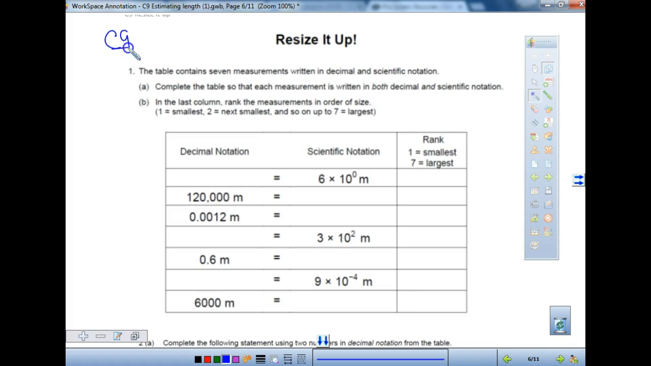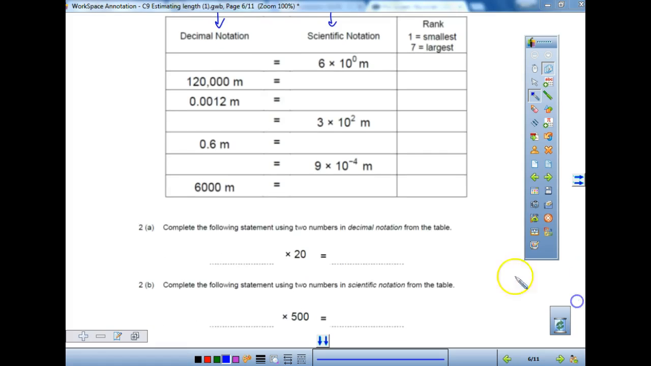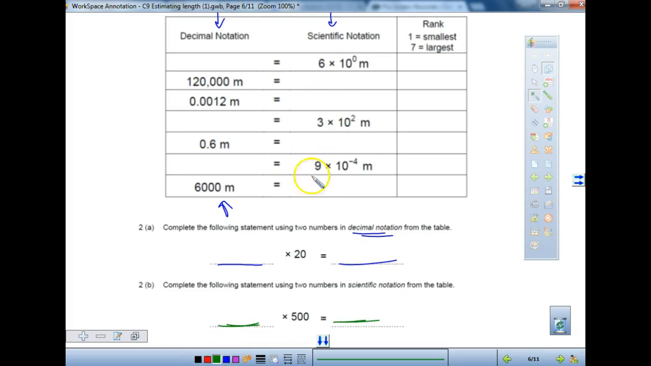This is your C9 worksheet. Again, find the decimal notation, find the scientific, rank it, okay? And again, like the worksheet yesterday, this first one is going to be from the decimal notation. So from this column, find a smaller number, take it times 20 to get the larger one. And then when we look at the last question, for these two blanks, we are going to be dealing specifically with the scientific notation. So again, find a number in this column, take it times 500, play with your calculator to find the new number.